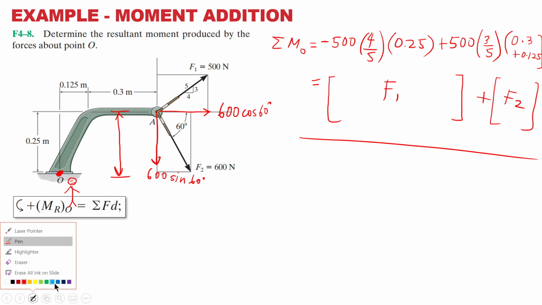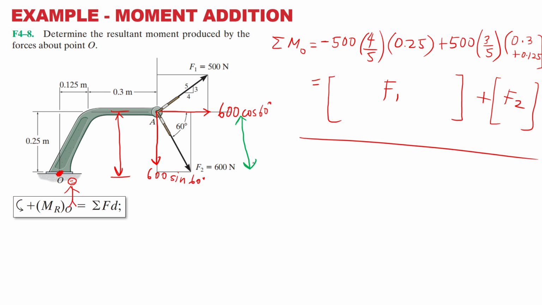Distance. Green color. Distance is from here to here, which is O. Easy. 0.25. 600 sin 60. Distance has to be perpendicular. Berapa? Sedang je lah. 0.425. Campur ni. Ini campur ni. Kan senang. 0.425 meter.